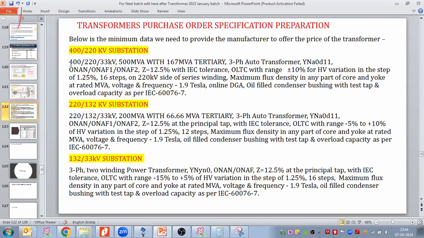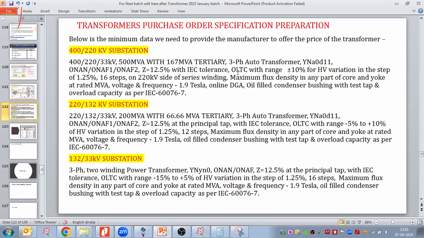So let us start with 400 by 220 by 33 kV substations. My power rating generally we take 500 MVA, so I'm putting the power rating, and we have to write tertiary, my 167 MVA tertiary rating, three phase or three into single phase, whatever as per my site where it is located. Auto transformer, then we have to write the vector group, which is YN0d11. Then we have to write what is the cooling type. Then we have to write what is the percentage impedance. Above 63 MVA, we take 12.5 percentage. I'm putting 12.5 percentage, and we allow some tolerance, which is as per IEC. So we can write here this percentage impedance with IEC tolerance.